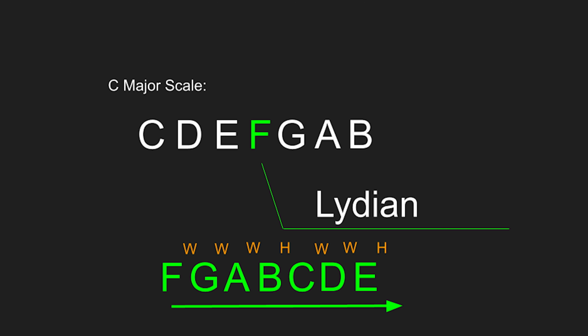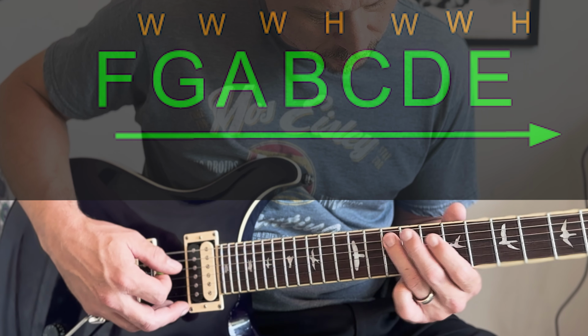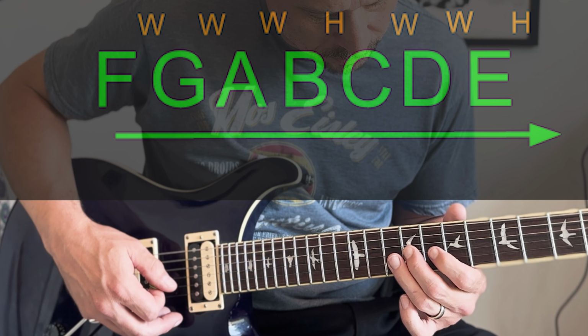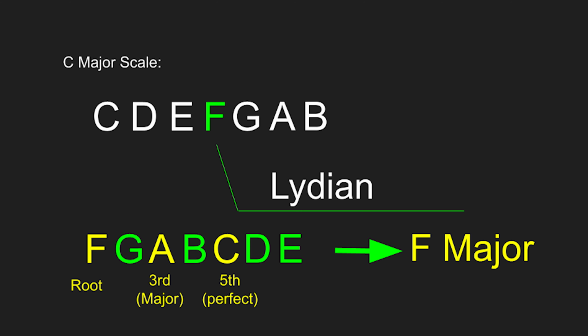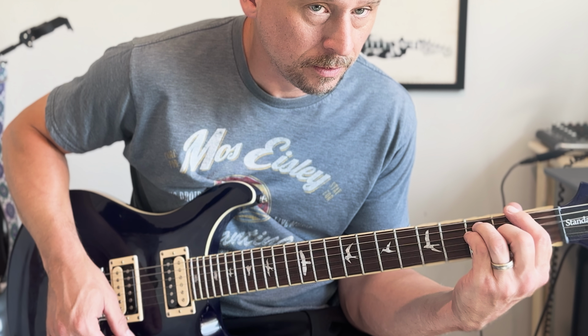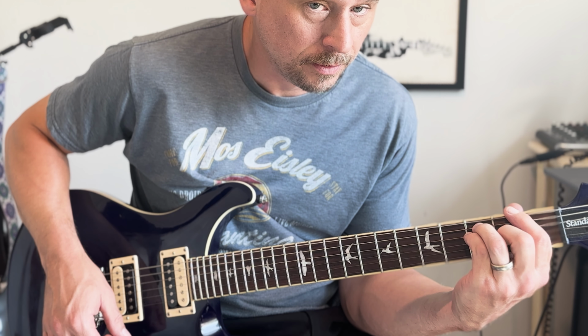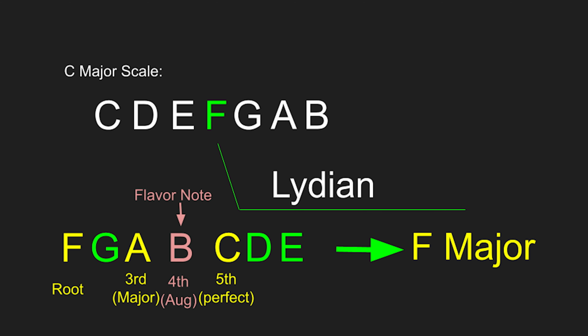The fourth mode of the major scale is Lydian. Here we have a major third, so we'll be playing F major when playing in F Lydian. The flavor note here is a raised fourth, also known as an augmented fourth. This means our typical fourth is raised 1/2 step. This gives the scale a brighter tone overall.